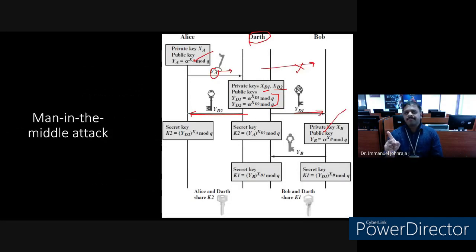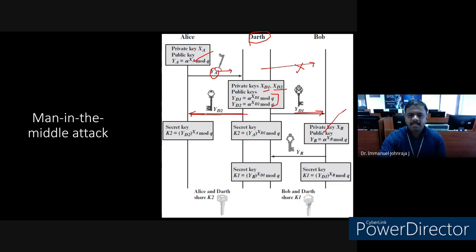Bob thinks that he has received this public key from Alice. What's the problem? Because the messages are exchanged as plain text, there is absolutely no authentication. Alice and Bob think that they have received the public key from the corresponding person on the other side. Alice thinks she got it from Bob, Bob thinks he got it from Alice. But in reality, they have received the public key from Darth.